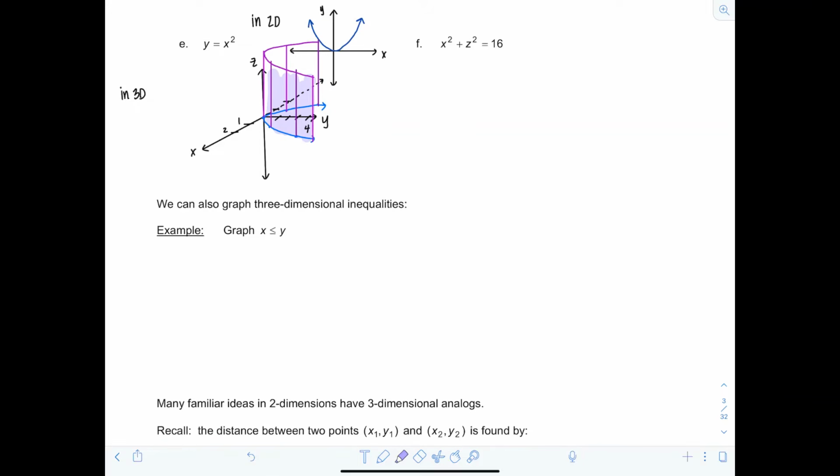What about x squared plus z squared equals 16? Okay, so just think to yourself, what variable is missing? Y is missing, right? So first I'm just going to draw this in the xz plane, and then I'm going to project my graph parallel to the y-axis. So let's go for it. So in the xz plane, what is this going to be the graph of? Well, it's a circle, right, with radius 4.